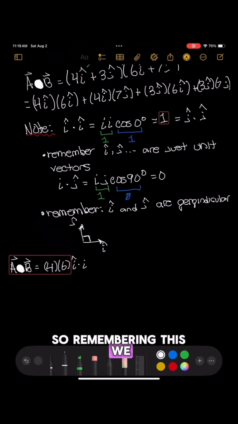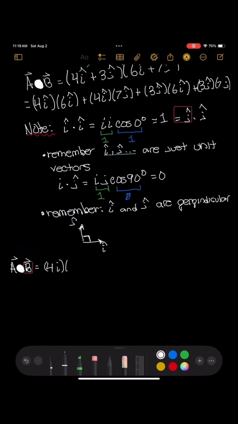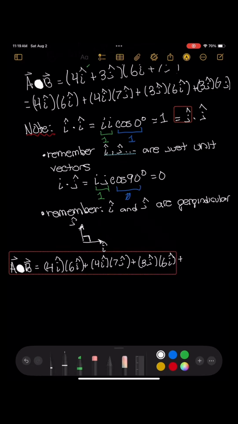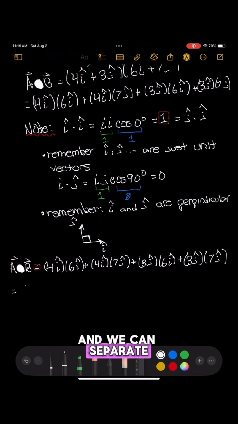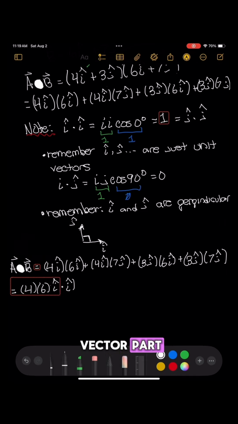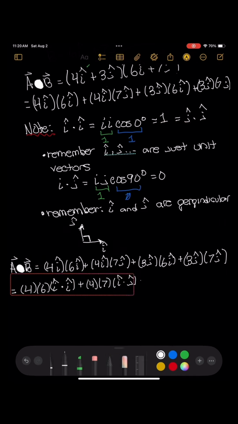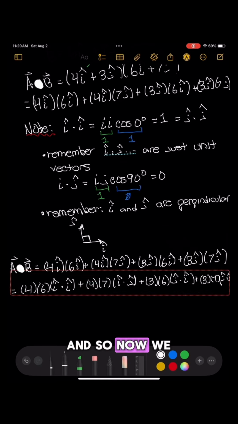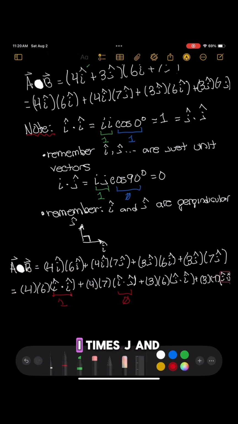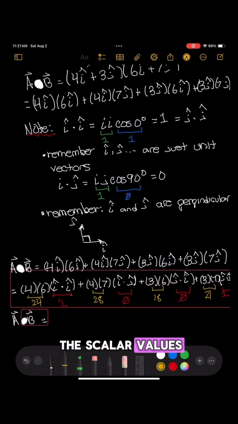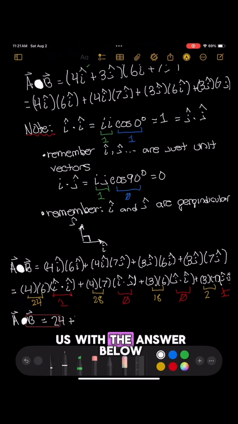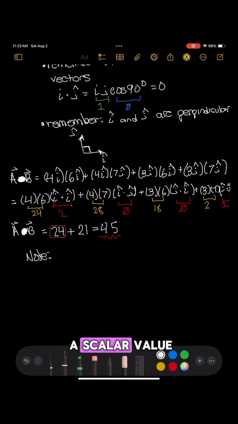So remembering this, we can now write out what we have. And we can separate each term into the scalar part and the vector part. And so now we know that i times i is equal to 1, i times j and j times i, those are both 0, and then j times j is equal to 1. We can do some simple multiplication to get the scalar values. And that just leaves us with the answer below, which note it is a scalar value.